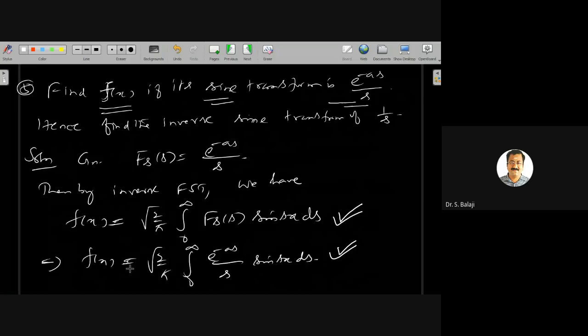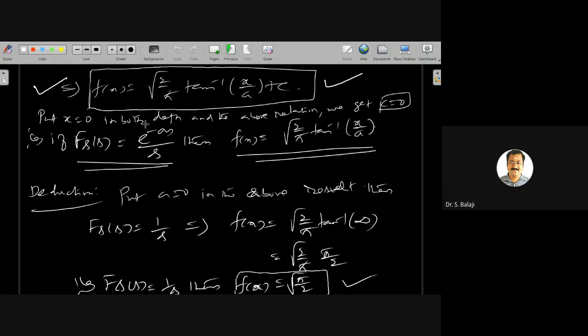In this f of x, the result we obtained now, also put x equal to 0. Sin 0 is 0, so totally the integral value is equal to 0. So f of 0 is 0. Apply x equal to 0 in both the definition and the above relation. Initially in the definition f of 0 is 0. Here when you put f of 0, you are getting c. Therefore c is equal to 0.